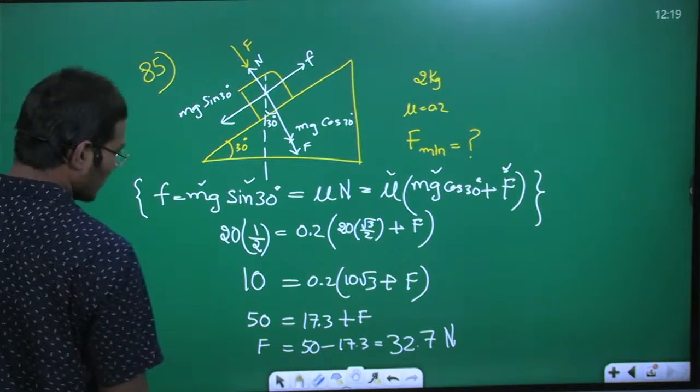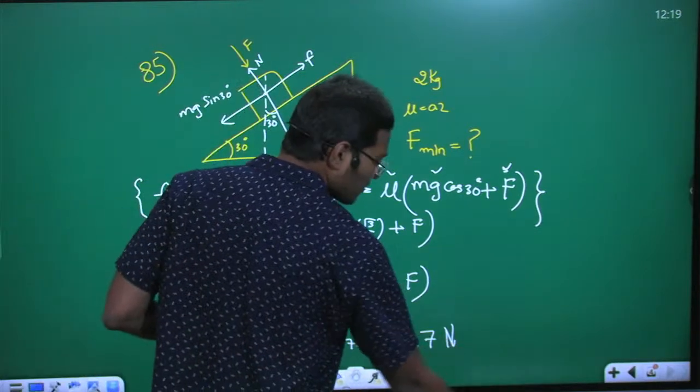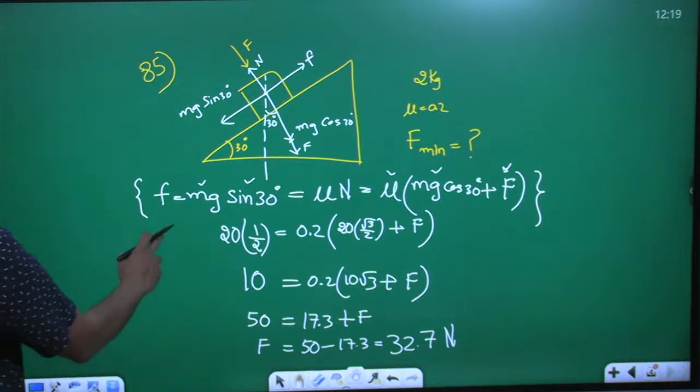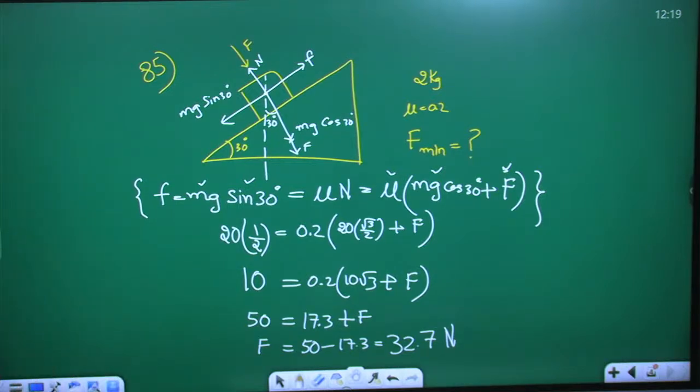So let's try to solve the next question. See, such concepts will get repeated in your future exams as well. So make sure that the ability to form the equation will solve half of the problem.